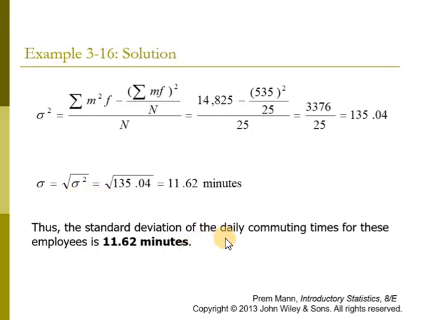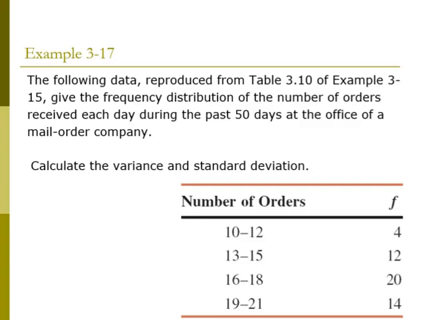Thus, the standard deviation of the daily commuting times for these employees is 11.62 minutes. This is another example. You can refer to your slide.